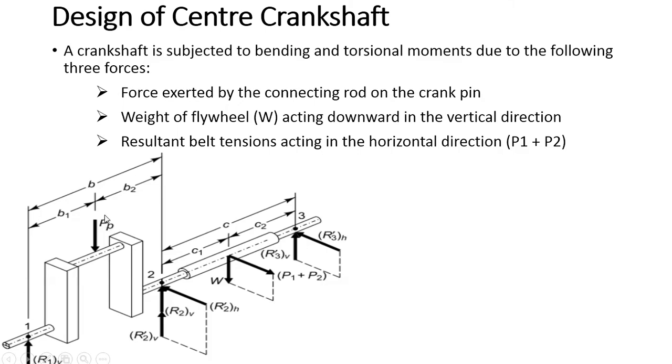As I already discussed, the force exerted by the connecting rod on the crankpin is PP. Next is the weight of the flywheel, W, that will always act in the downward direction. And there are P1 and P2, if it is a pulley type, where the motion is transmitted through pulleys, and we have two sides, one slack side and one tight side. So P1 and P2 are the total forces that will be in the horizontal direction.